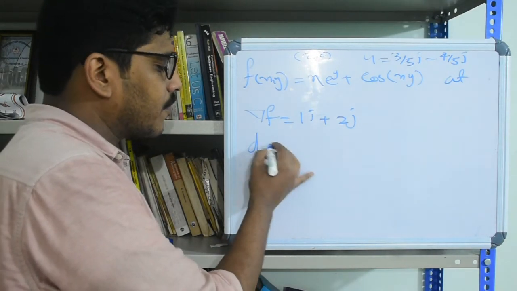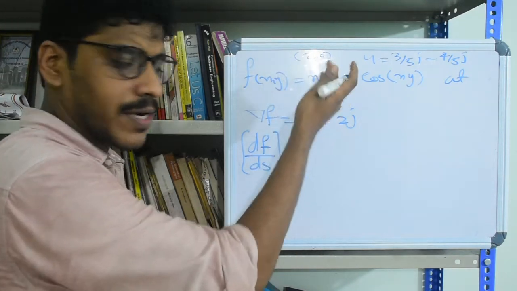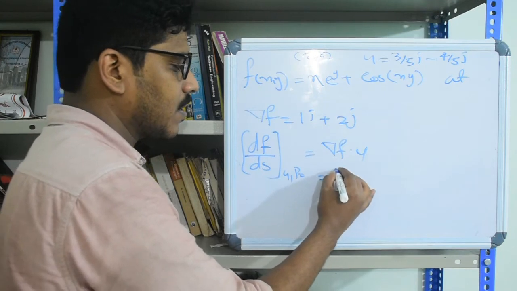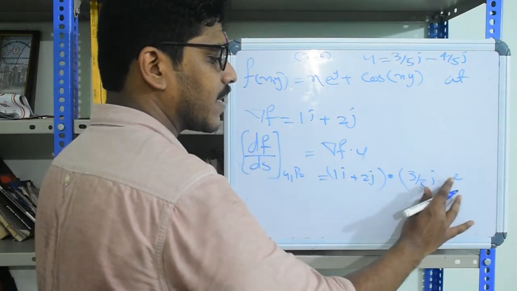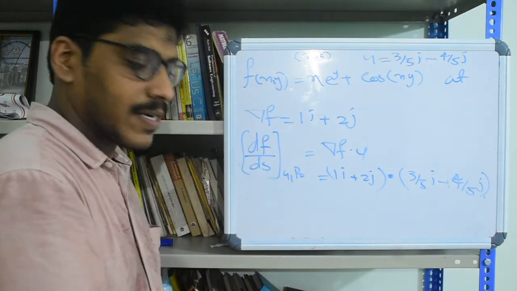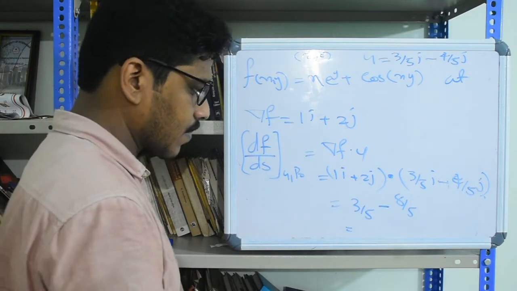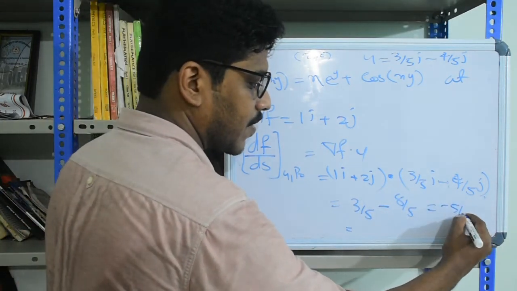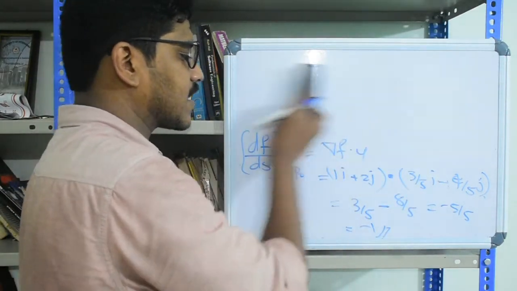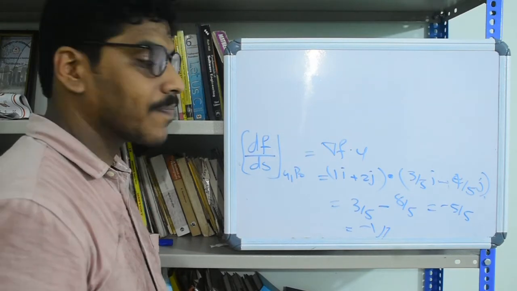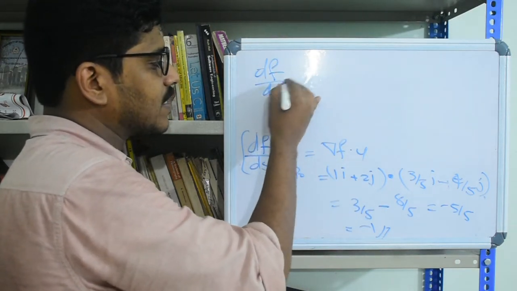So now we can find the directional derivative of f in the direction of u at p naught, which is (2, 0) here, as grad f dot u, which is 1i plus 2j dot 3/5 i plus minus 4/5 j. Right. So what is the dot product here? 3/5 minus 8/5, which is minus 5/5, which is minus 1. Right. So the directional derivative of the given function f(x,y) equal to x e raised to y plus cos xy at the given point (2, 0) in the direction of the given vector a is minus 1.